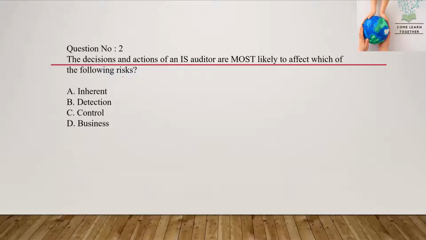Now the decisions and actions of the IS auditor are most likely to affect which of the following risks. Now when it comes to the audit exercise, what and where can the IS auditor go wrong? What is the risk that if his decisions or actions are correct or not correct, can affect some of the risks? So basically, of the four options, I'm going to rule out the business risk because the IS auditor's actions will not affect the business as such.